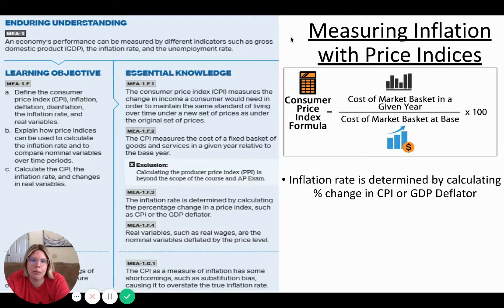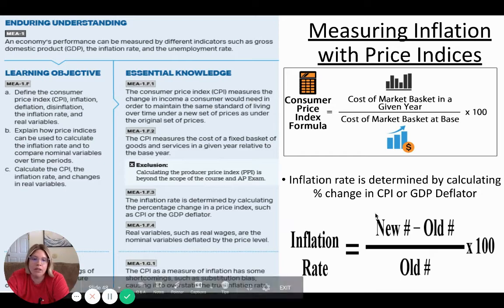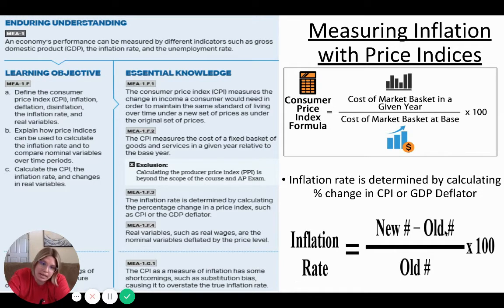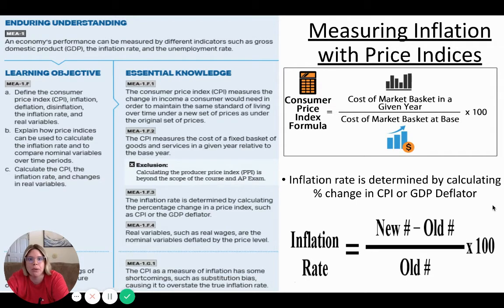The inflation rate is determined by calculating percent change of CPI or GDP deflator. If you want to know the inflation rate, you're going to take the new minus the old divided by the old times 100, basically. So let's say I want to compare my inflation rate from this year to last year, I would say 2019 minus 2018 divided by 2018 times 100. That gives me the inflation rate.